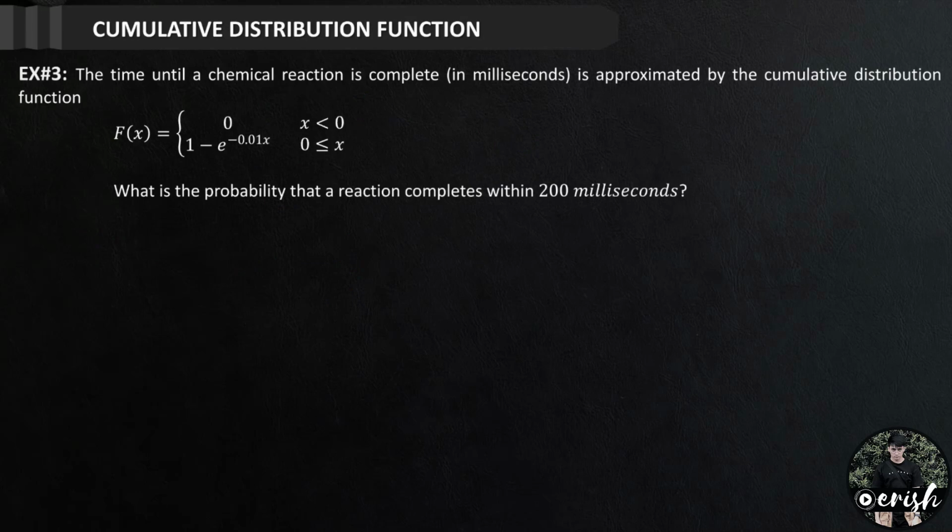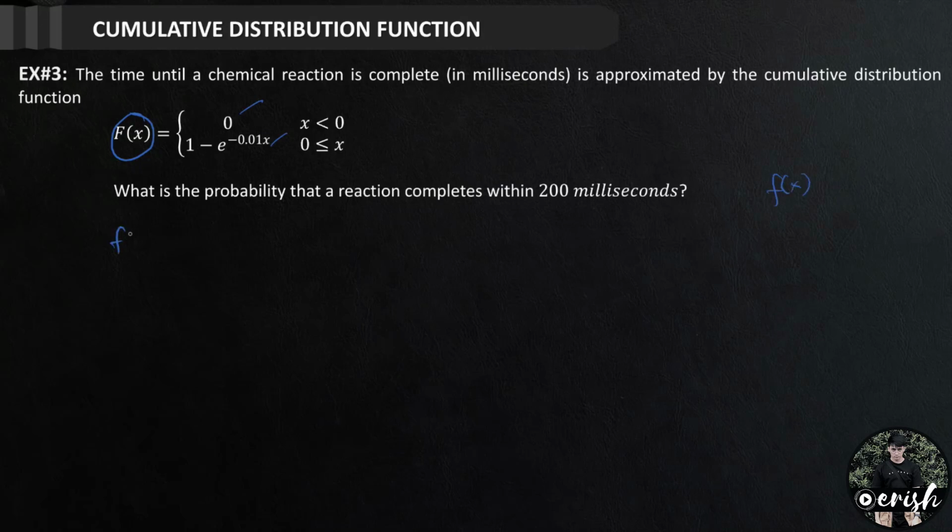Example number 3, the time until a chemical reaction is complete in milliseconds is approximated by the cumulative distribution function given. For 0, we have x less than 0, and for the function 1 minus e raised to negative 0.01x, so that function is for 0 less than or equal x. So for this problem, ang gagawin natin is yung differentiation ng F of x, ito. And one by one, we will differentiate.